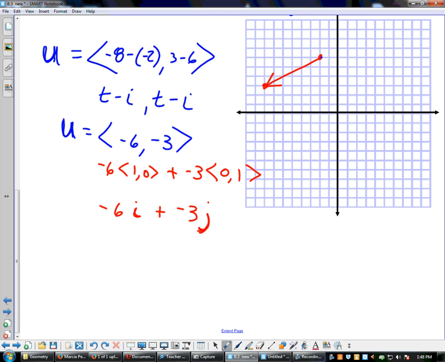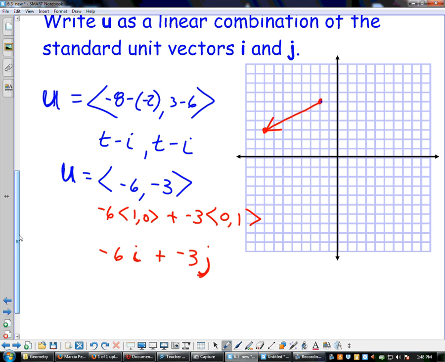And what I'm hoping that you're going to take away from this is that every time I have a little unit vector that's 1 unit long, you with me? That points to the right, that's I. But each of these is pointing to the left. And how many of these do I have? 6. And they're negative, right? Because they're going to the left. So that's why I got -6 times my standard unit vector that goes to the right.